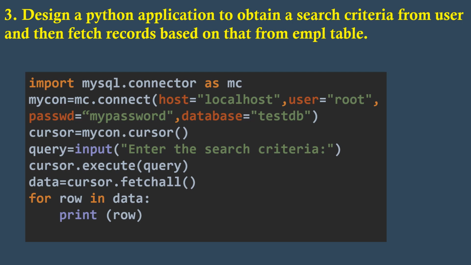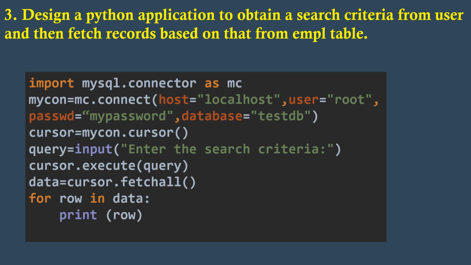So we first import the connector package, then create the connection object. Now the cursor object is created. Now you have to take a variable query, which is a string type of variable, where you just call the input function and write "enter the search criteria". That will be printed while running the program, so the user can give the query. Whatever query is given by the user is stored in the variable query. You just pass that query within the execute function. Now it will execute that query and give you the output.